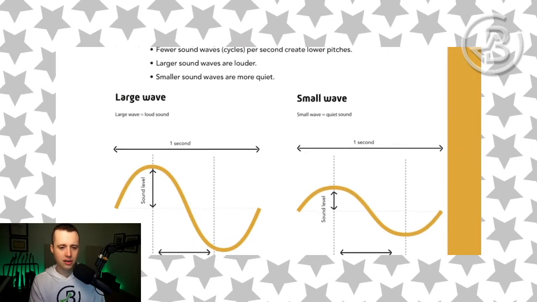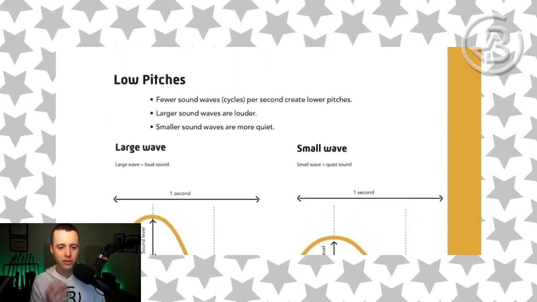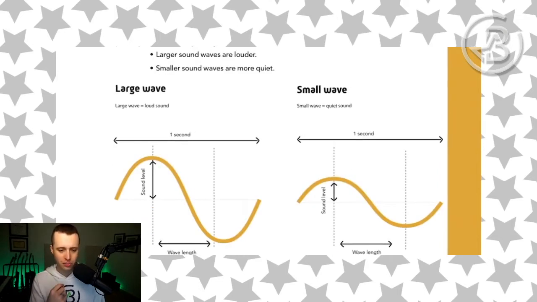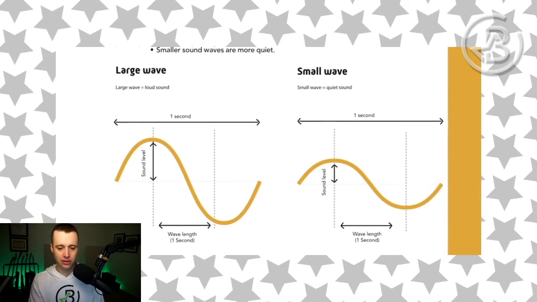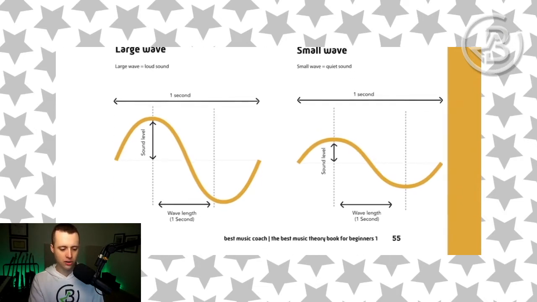Let's talk about some low pitches. So low pitches have fewer sound cycles or sound waves per second. And just like the higher pitches, when the waves are larger, the sound is louder, and when the waves are smaller, the sound is quieter. So right here, this is a big sound. This is very loud. This is like, watch your ears. Whereas this one right here is a quiet sound, like very different. I will see you in the next lesson.